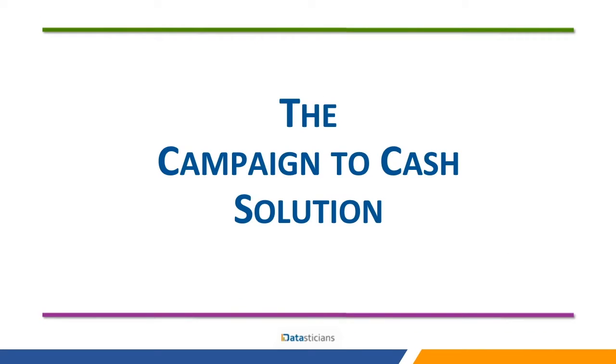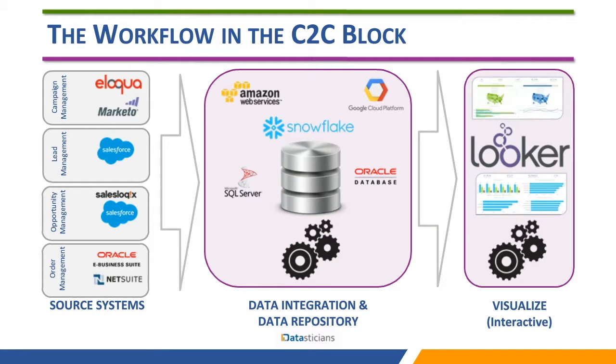Now, what does the campaign to cash solution look like, the block that I was referring to earlier on? So what we've done with Looker as a partner, we've basically built this campaign to cash block. If we look at the Looker piece, it brings a number of different templates and metrics together, and it hinges on top of a database, a data model that actually pulls the data together using automation through some type of ETL or data extraction technology from those four source systems.